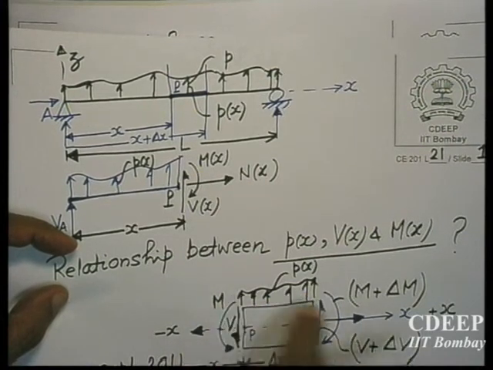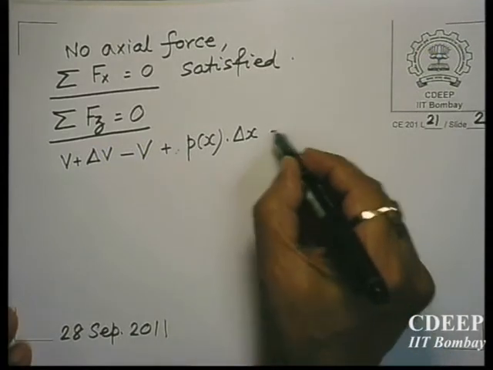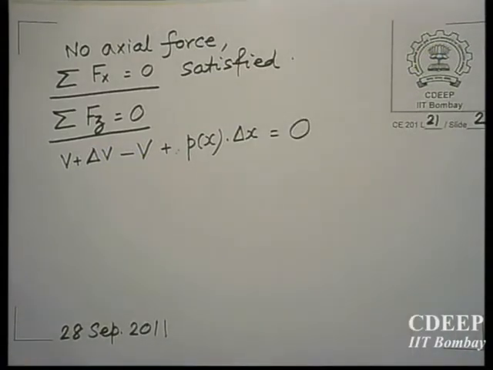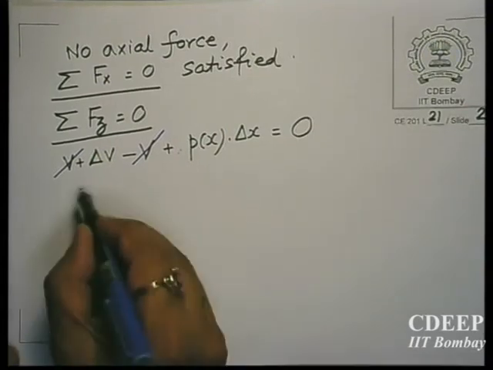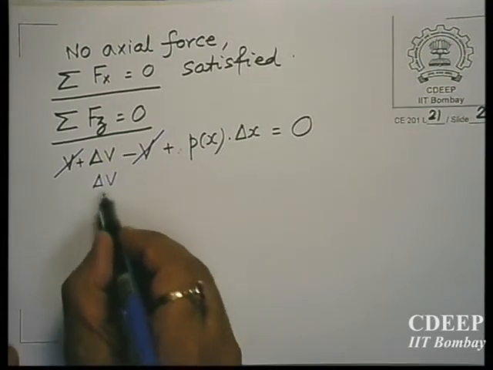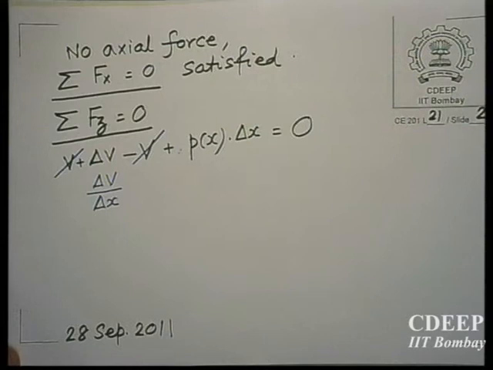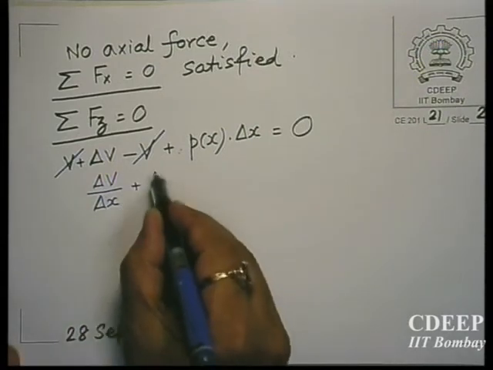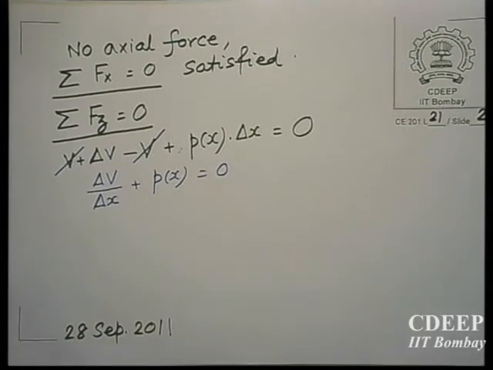I can also take p x plus the average of these two, but let me just say p x multiplied by delta x is the total force, and that should be equal to. So, this is the vertical. Now, you have this v and this v. So, you get here dv by dx, rate of change of v with respect to x, plus p x equal to 0. Please take, because after all these are small distances.